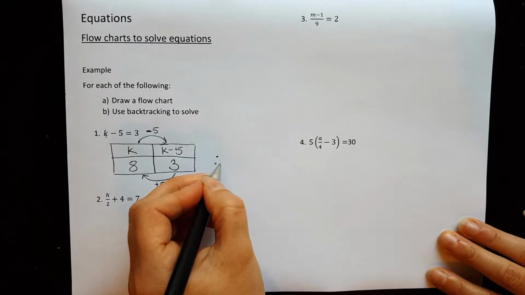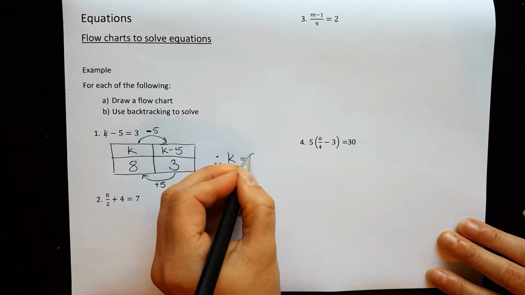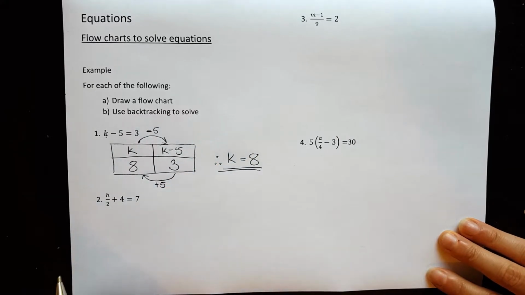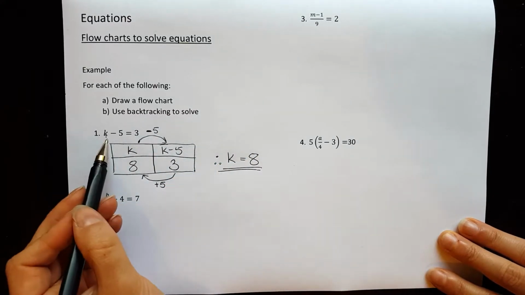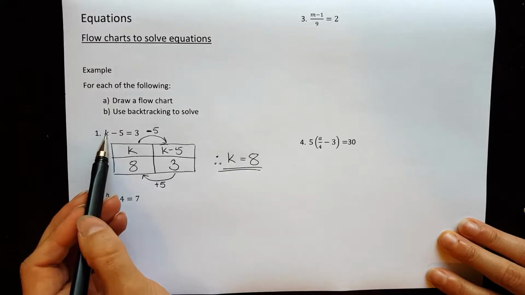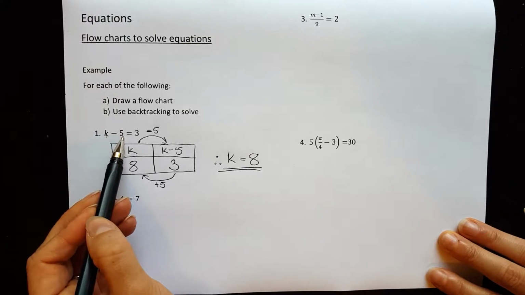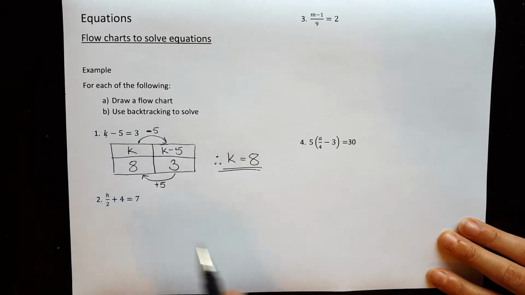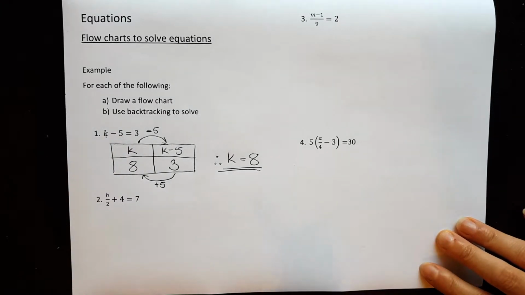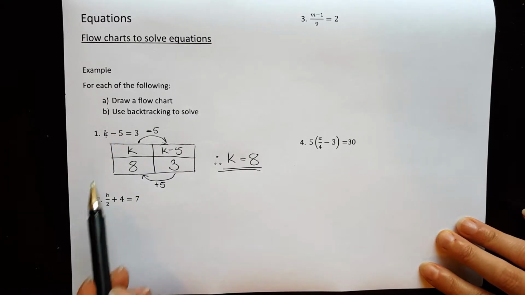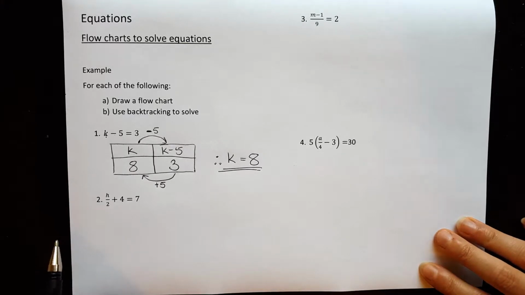I'll write that out the side here. Therefore, K is equal to 8. Now, it's always a good idea to check. If I put K is equal to 8 into here, 8 minus 5 equals 3, which is what it says here. Okay, so it works. Now, that was only a one-step, what we call a one-step equation. Our equations are going to get much more complicated. Let's have a look at question 2.